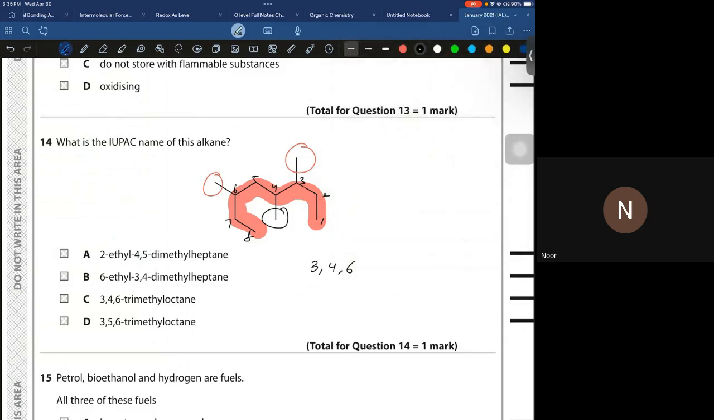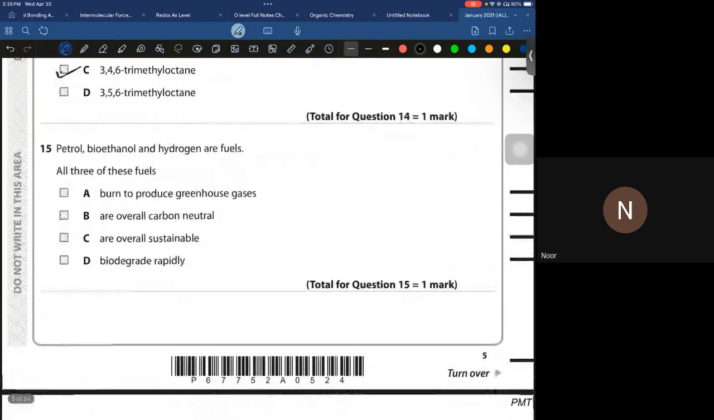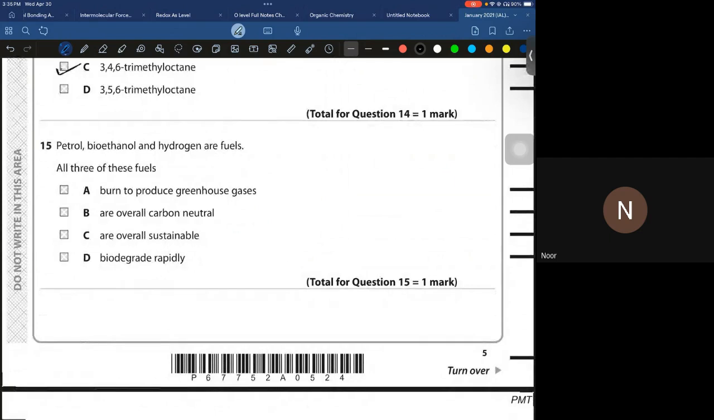You are saying D, right? You are saying D, it's C. It's not D. See this one.